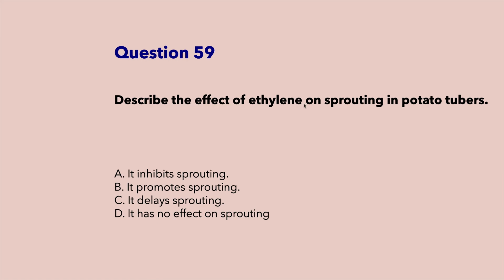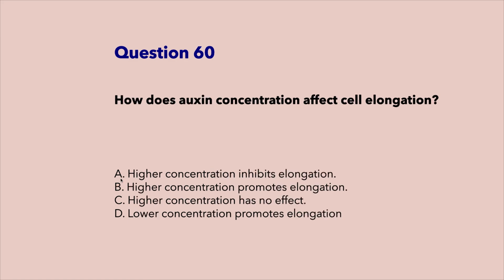Describe the effect of ethylene on sprouting in potato tubers. It promotes sprouting. How does auxin concentration affect cell elongation? Higher concentrations promote elongation.